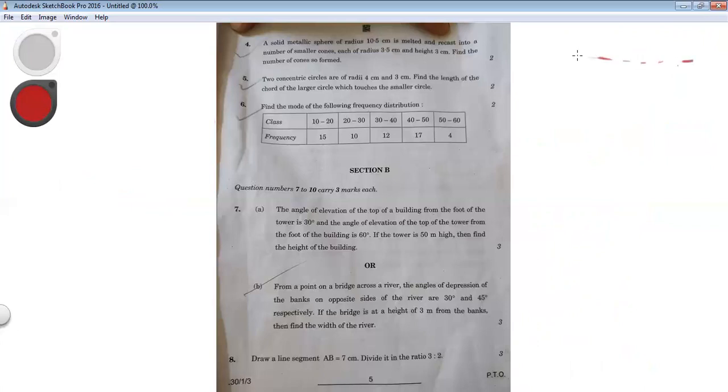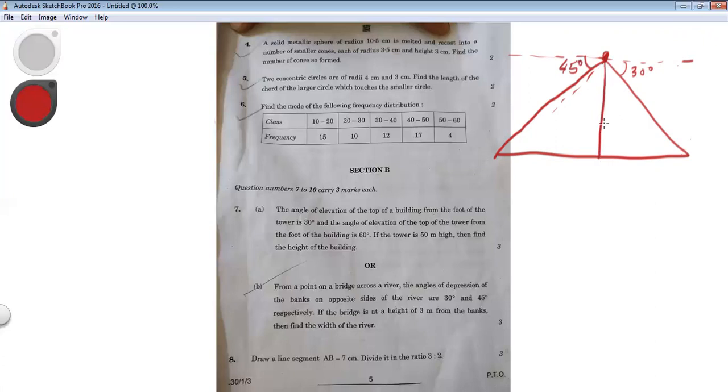So let me draw the bridge, and let's say this is the river below it, with its width. You are standing at this point, and the angles of depression are given like this. One angle is 45 and the other angle is 30. And this height is given to us, right?